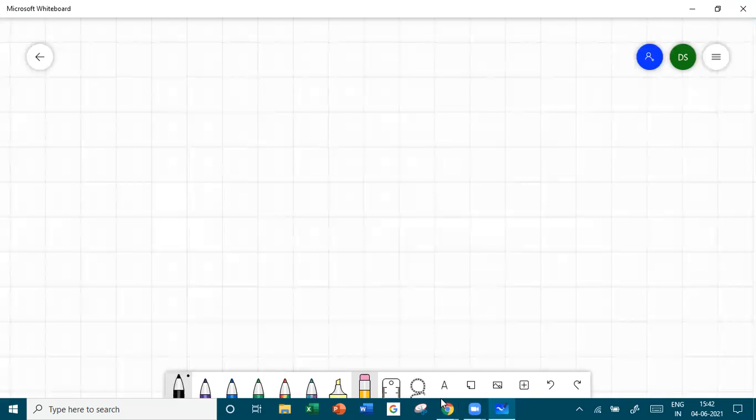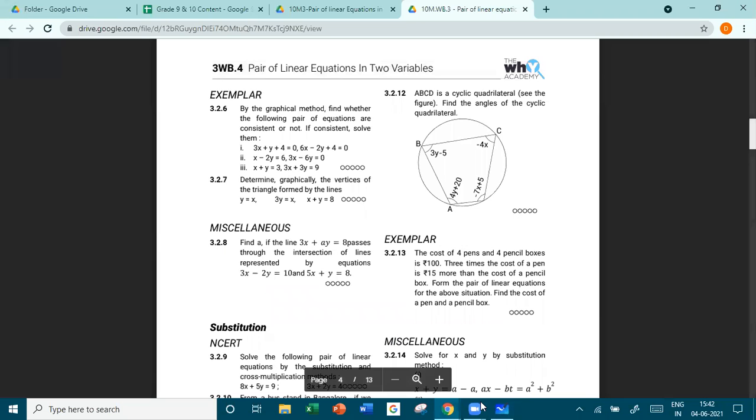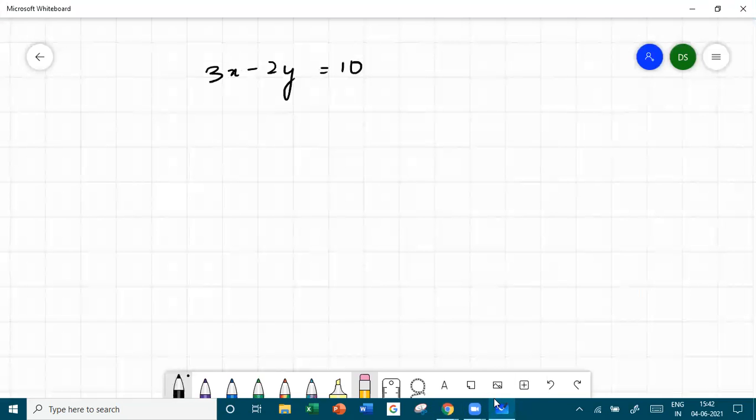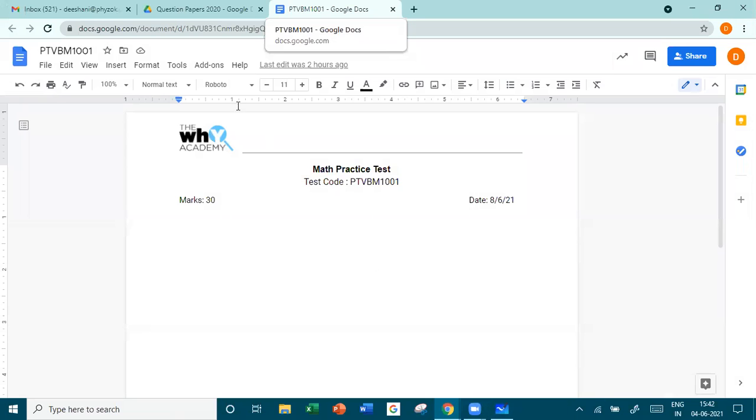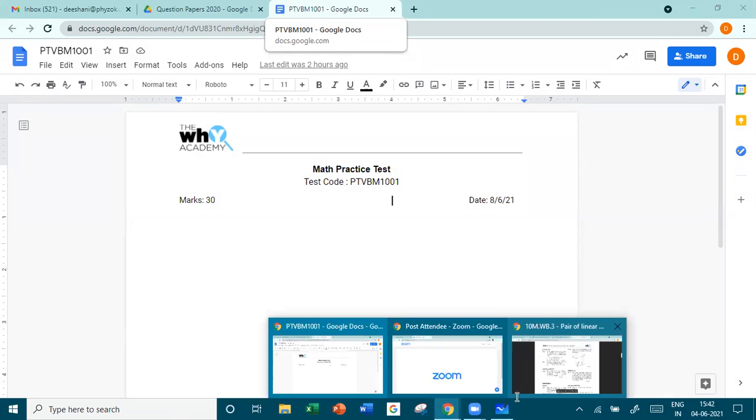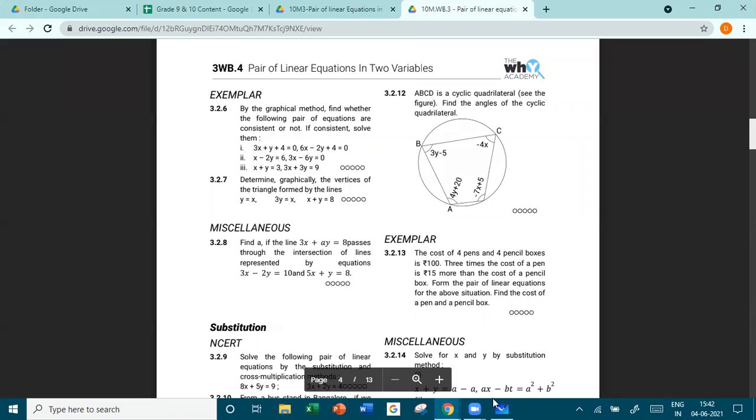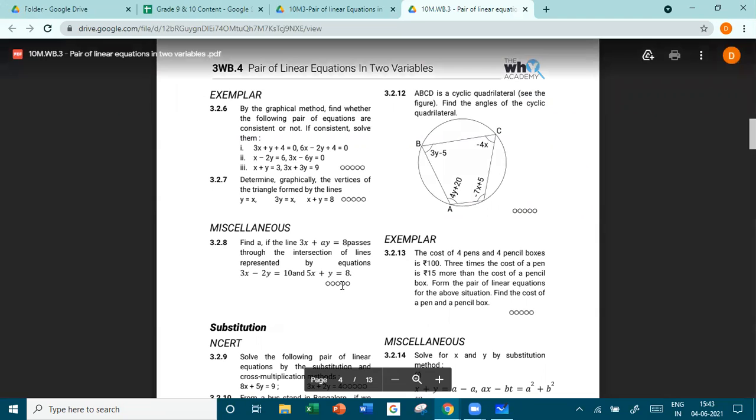3x minus 2y is equal to 10 and the other equation would be 5x plus y is equal to 8. Okay. Can you show the question? Yes, sure. The eighth one.